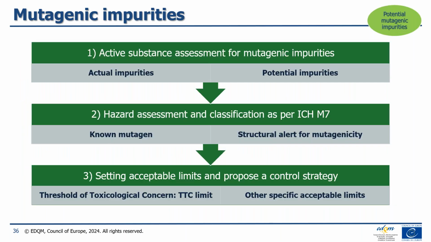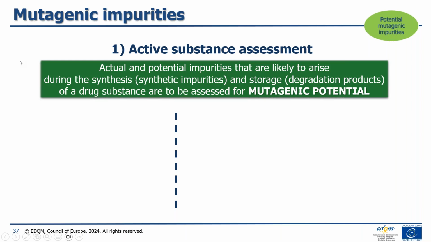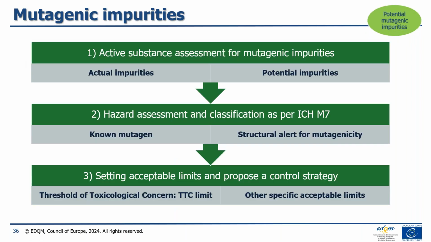So how to control mutagenic impurities in your active substance? We can say that there are three main steps to be followed. The first one is the active substance assessment, the second one is the hazard assessment of those impurities and their classification as per ICH M7. And then, where relevant, the last part is to set acceptable limits and to propose a control strategy, as we will see.